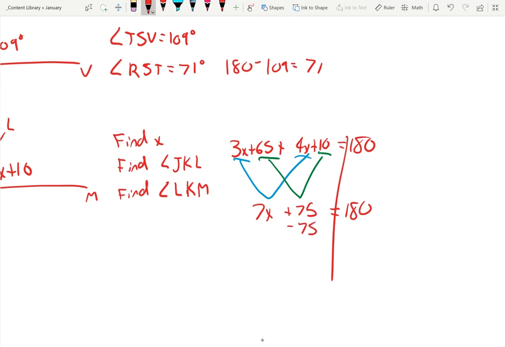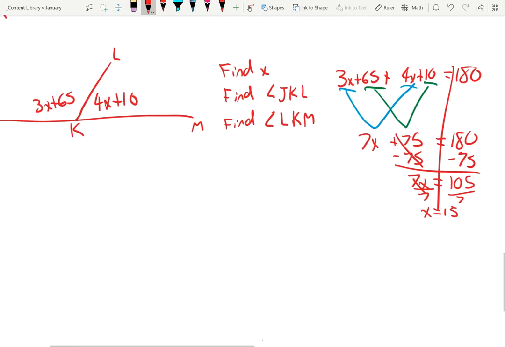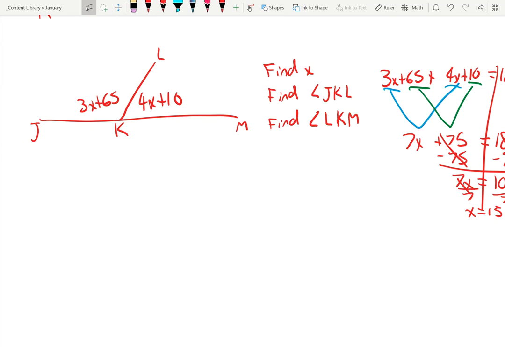So now, again, just a regular equation to solve. 7x equals 105. And divide by 7, and x is equal to 15. So we found x. X is 15. Now we can use that to find the size of the other angles.